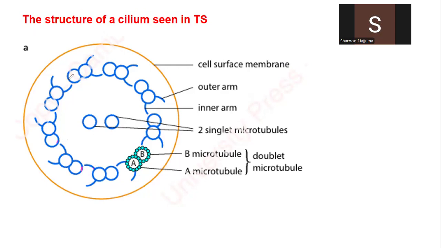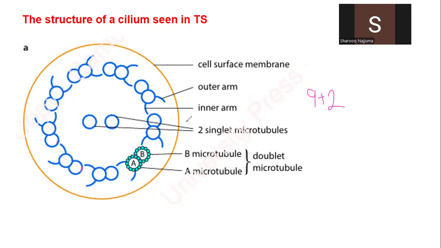Next, in the center of the cilium, we have two microtubules that are single. They are called singlets. So that is why you'll be told that a cilium has a 9 plus 2 arrangement. 9 plus 2 arrangement simply means it has 9 doublets of microtubules and then the 2 singlets, or the 2 microtubules that are found in the center.